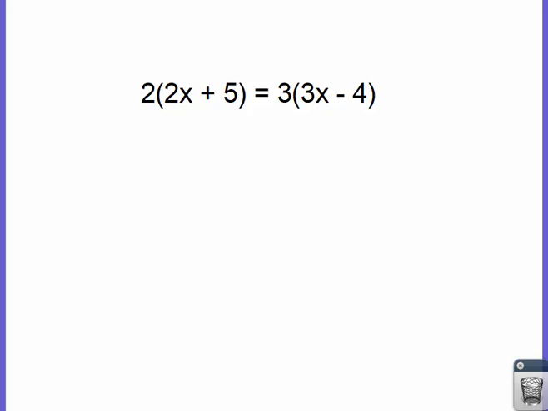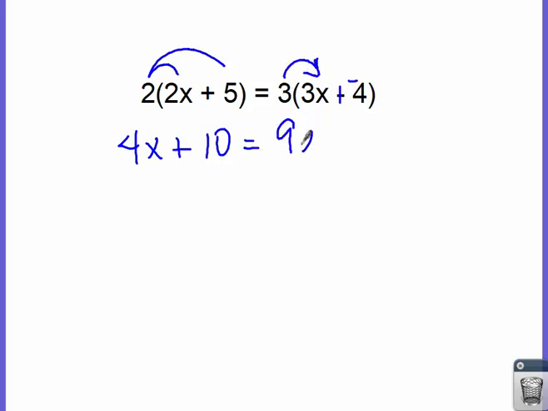Okay, let's see how you did. Well, the first thing in this one, I see a minus that I need to take care of, so I'm going to take care of that. Now we distribute. Okay, so I'm going to distribute the 2 out to the 2x and to the 5. So 2 times 2x gives me 4x. 2 times 5 gives me 10, equals 3 times 3x gives me 9x, plus 3 times negative 4 gives me negative 12.